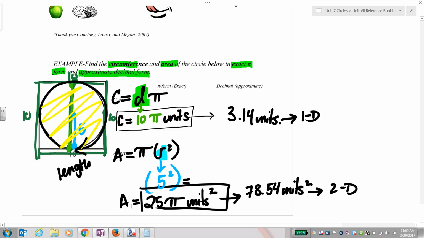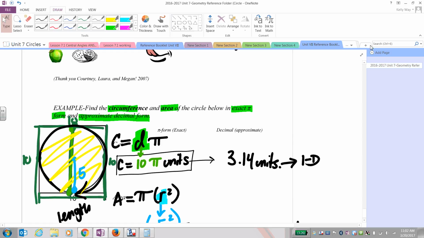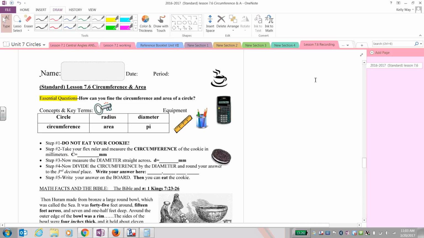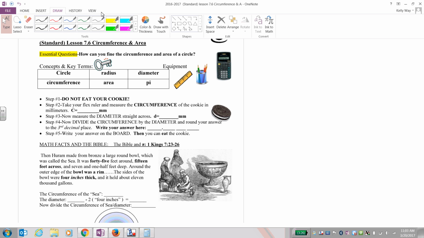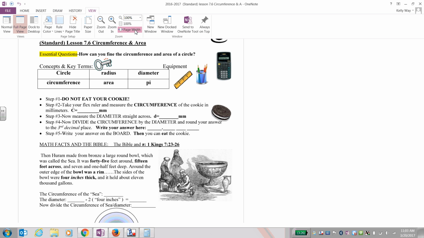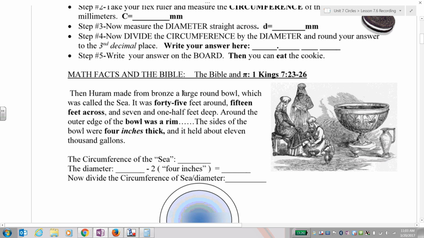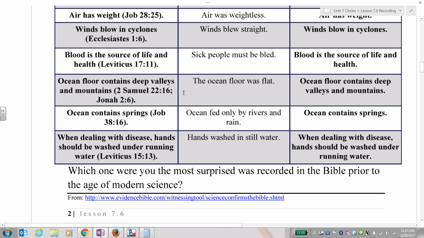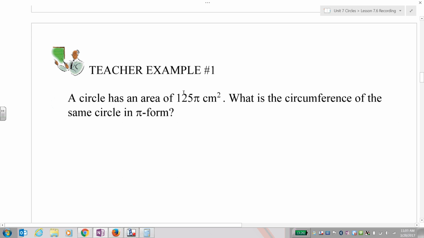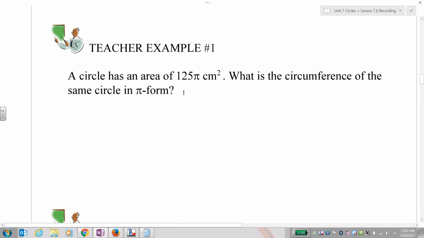Okay, that's it for your reference booklet. Go to today's lesson. We're going to skip some of the fun pages. We'll come back to those when I come back. Let's go straight to our two examples here. So we're going to skip this fun stuff, yes, including the cookies. We'll do that when I get back. And this interesting page. We're going to do two teacher examples, and then you have a team problem.